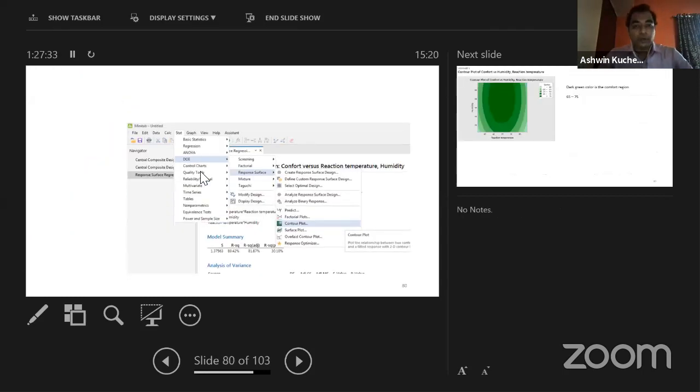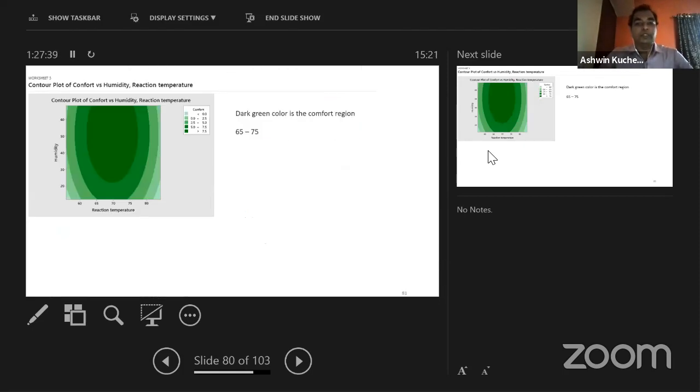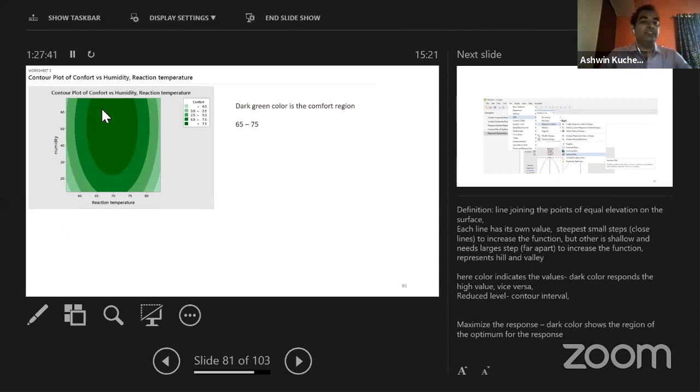And then go for the contour plots: stats, DOE, response surface, contour plots, and you will get a contour plot. So as we have discussed previously, once you get these contour plots, they are the lines joining the points of equal elevation of a surface. So this will have one value, this will have one value, but each and every line will have a specified value. Now, when you consider this graph, the dark region ranges give us the comfort region.